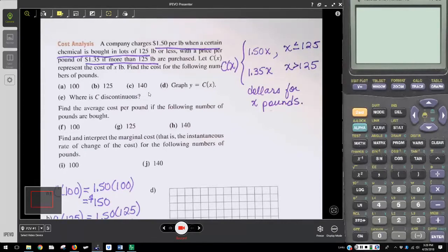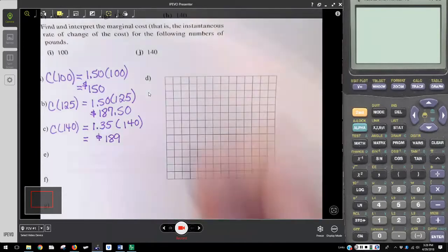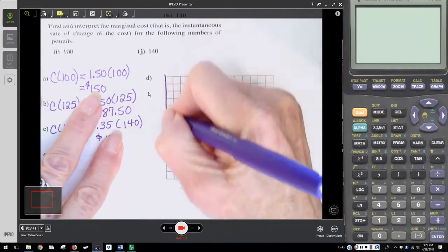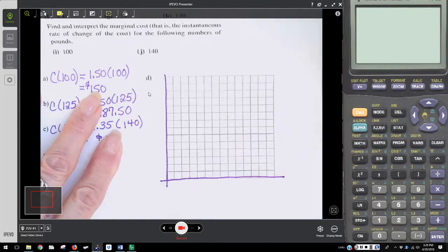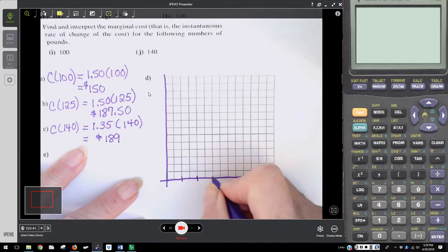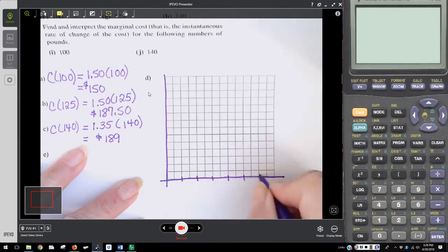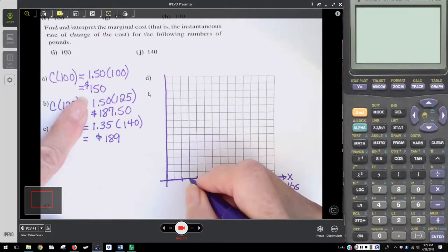So then we're asked to graph C of X. Well, these points here will give you sufficient information to graph C of X, and your graph isn't expected to be perfect. So let's say this is 25, 50, 75 pounds. So at 100, your total cost is $150.